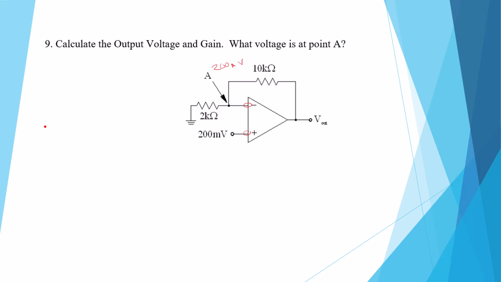And this is a non-inverting amplifier. So our formula is going to be AV equals RF over Rn plus 1. So we have 10 divided by 2 plus 1 equals gain of 6. So 6 times our input voltage is going to be 1.2 volts positive.